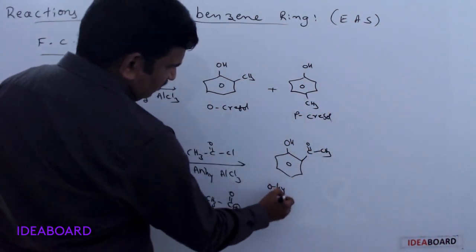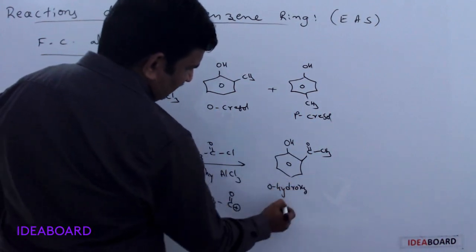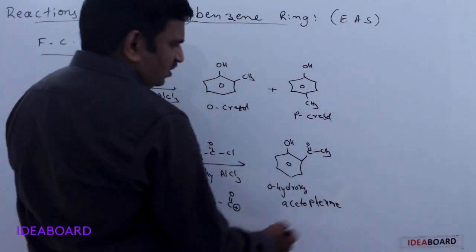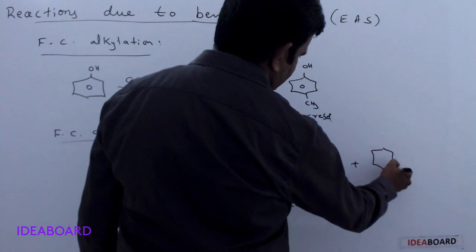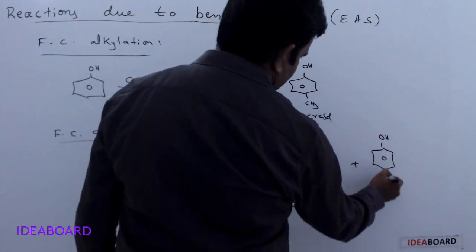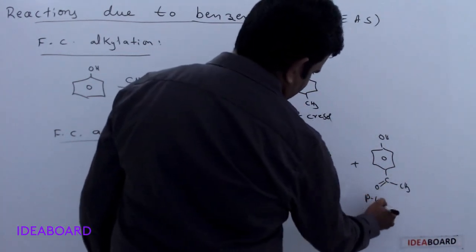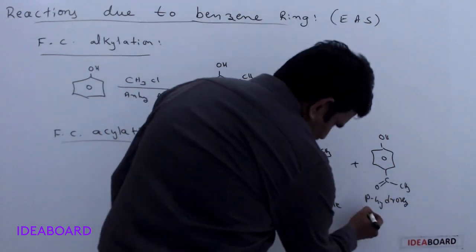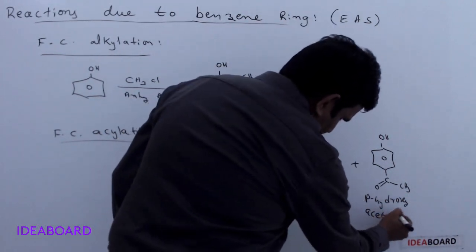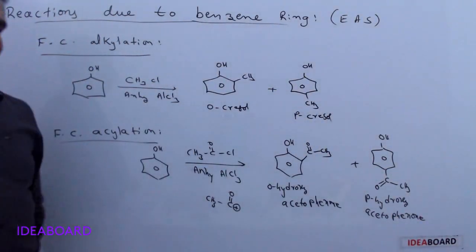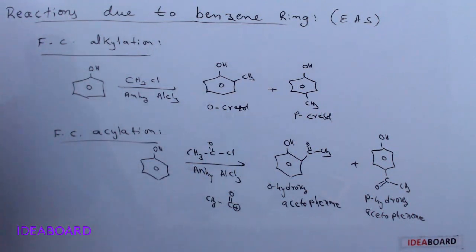This is called orthohydroxyacetophenone and parahydroxyacetophenone. So this is OH and here it is C double bond O CH3. This is called parahydroxyacetophenone. Parahydroxyacetophenone is formed. So orthohydroxyacetophenone and parahydroxyacetophenone are formed by the Friedel-Crafts acylation process. So phenols undergo alkylation and acylation.